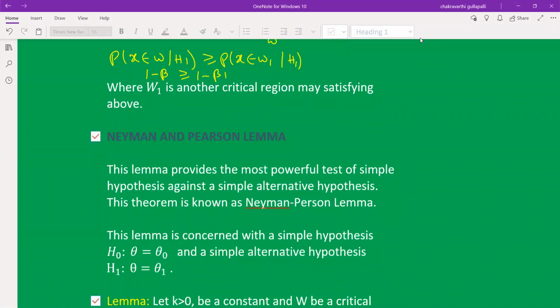Now we are going to discuss the BCR. We have already discussed the most powerful test, the uniformly most powerful test. Now, the method of finding BCR.